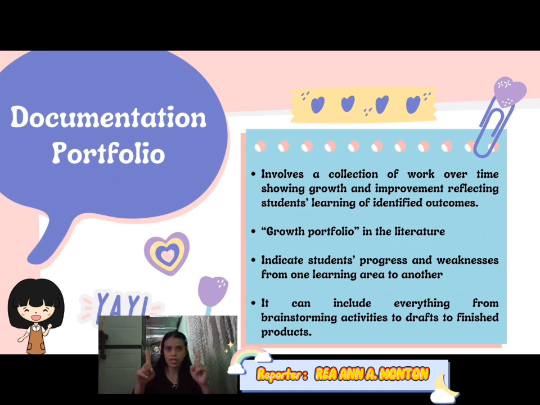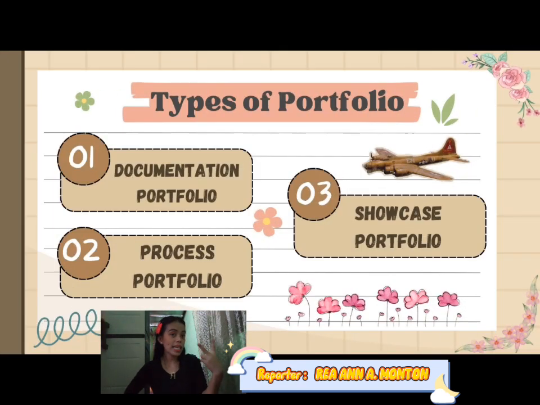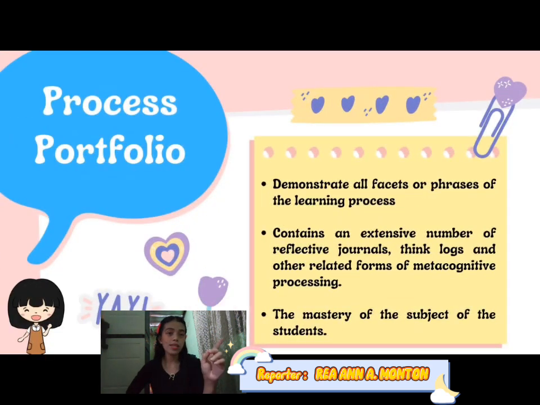The best and the weakest. So what you should remember is that the documentation portfolio talks about the growth of the students. It can include everything from brainstorming activities to drafts to finished products. Again, that is the first type of portfolio, the documentation portfolio. It is the growth portfolio, which indicates the progress of the students on how they grow or improve throughout the time. Okay, so we are down to the second type of portfolio, and this is the process portfolio.